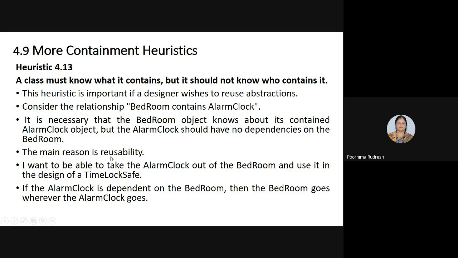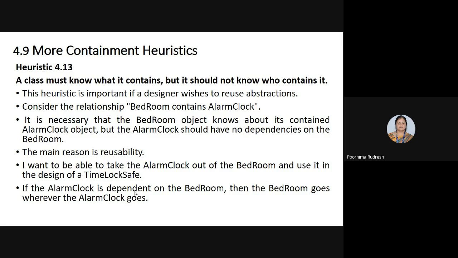See here, if I want to take the alarm clock out of the bedroom and use it in the design of a time lock safe, if there is no dependency, then I can simply move the clock from the bedroom to some other place. If the alarm clock is dependent on the bedroom, then the bedroom goes wherever the alarm clock goes. Means all the objects of the bedroom also should be moved to some other place. So that we need to avoid.